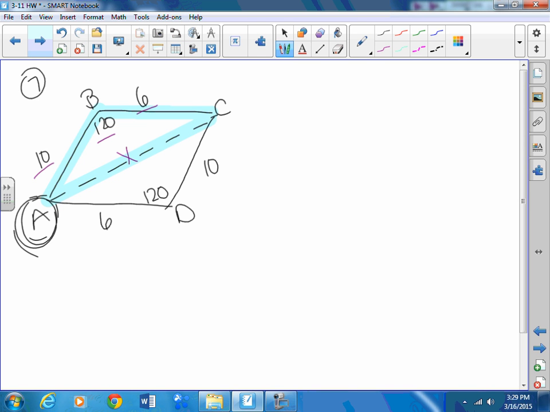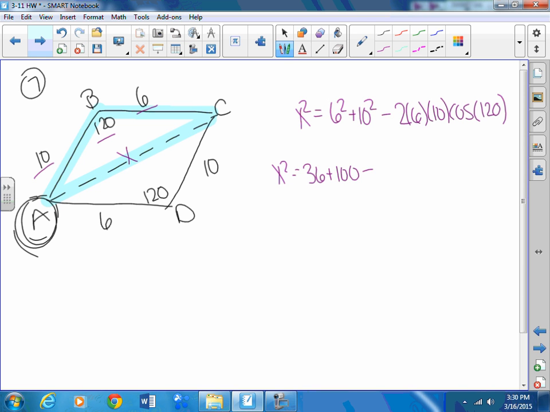My diagonal, I'll call it x. Alright, x squared is going to be equal to 6 squared plus 10 squared minus 2 times 6 times 10 times the cosine of 120. So x squared will equal 36 plus 100 minus, that's going to give me 120 times the cosine of 120.